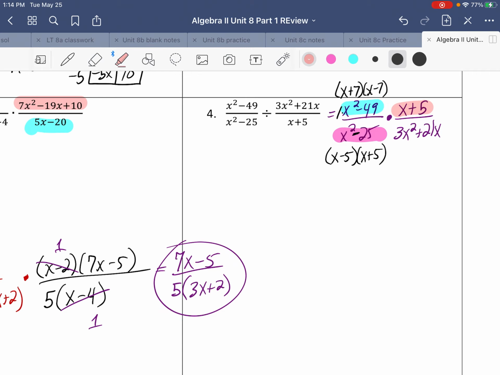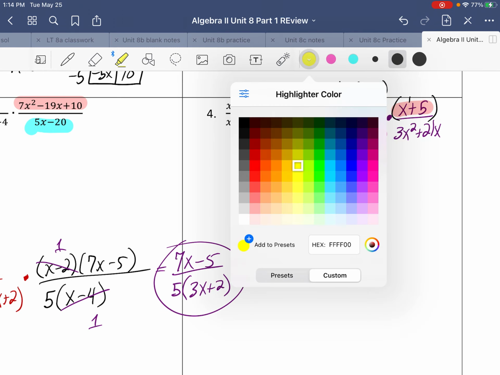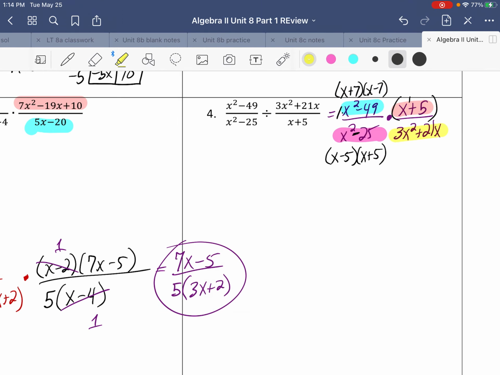The numerator is x plus 5. And there we have nothing. It's a linear binomial. So nothing there to factor. So that's just x plus 5. And the last denominator, looks like we can factor the greatest common factor out first, which is 3x, and we have x plus 7.